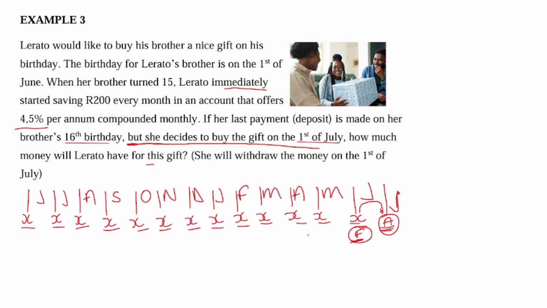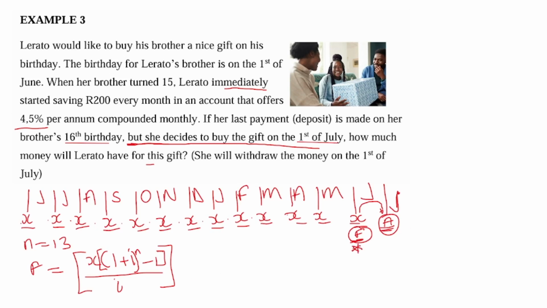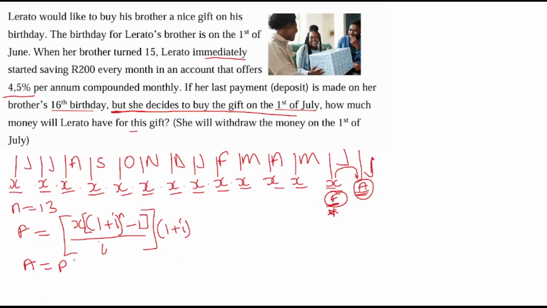We say there are 13 payments. N is still 13. So the formula that we're going to use now: the future value is equal to, this one will be for the future value up to this point. And then it is going to gain interest for one more month. So then we have to put 1 plus i to the power n. Since our n is 1 month, we don't write the exponent 1 there. We leave it as it is. Remember this is just coming from A is equal to P(1 plus i). That's where it's coming from.